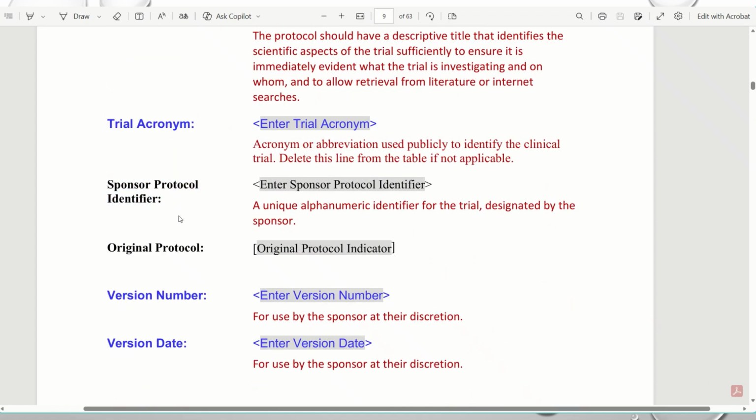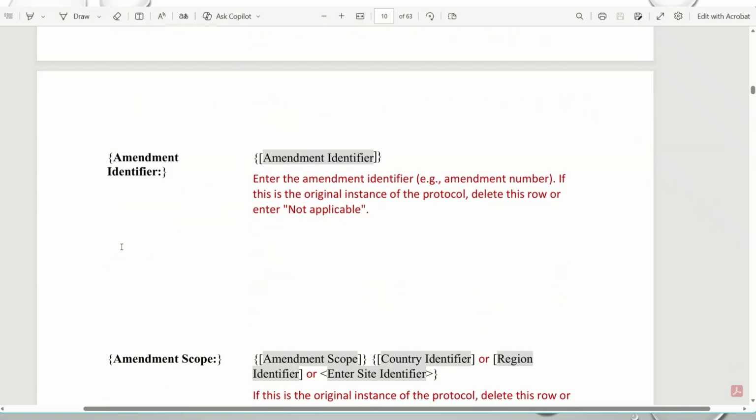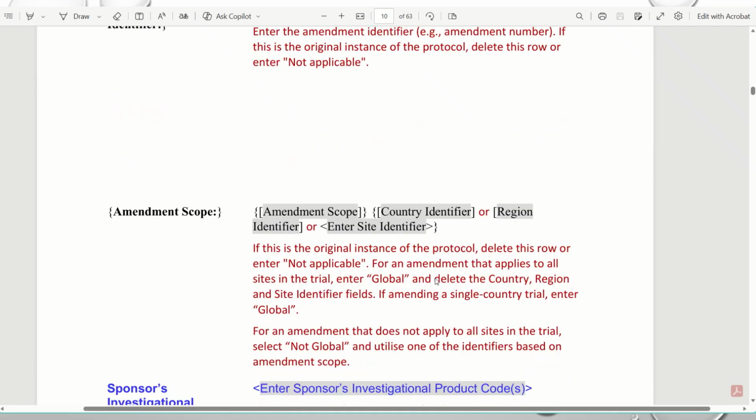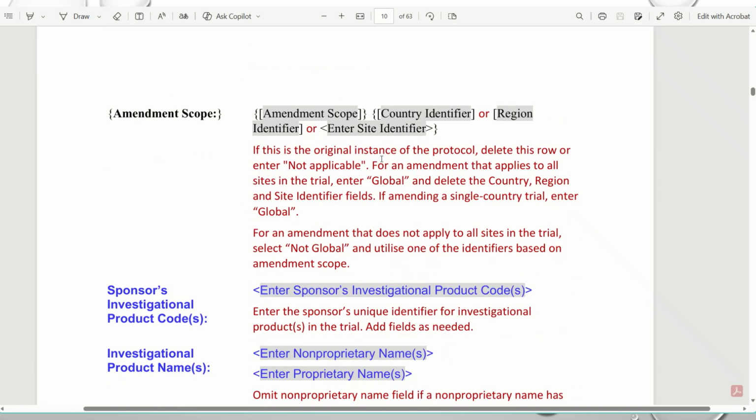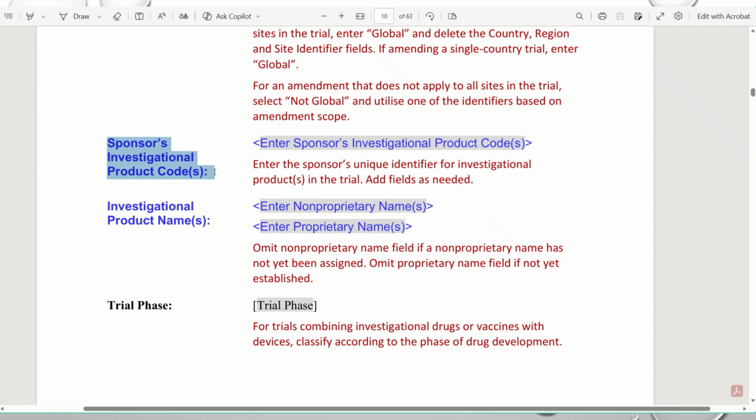So the protocol identifier, the original protocol, if there is one, the version number, the version date, quite obvious, and then the amendment identifier, if you have a way of identifying the number of amendments, the amendment number, the amendment scope, what's the scope, the country, etc. And then you have things like the sponsor investigational product codes. So for mine, it would be LAT 101 or LAT 202. The investigational product name, so these will be either non-proprietary names or proprietary names. If you haven't got any, then you omit this because it's not yet been assigned.